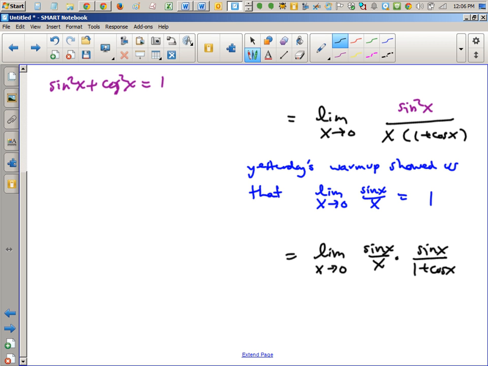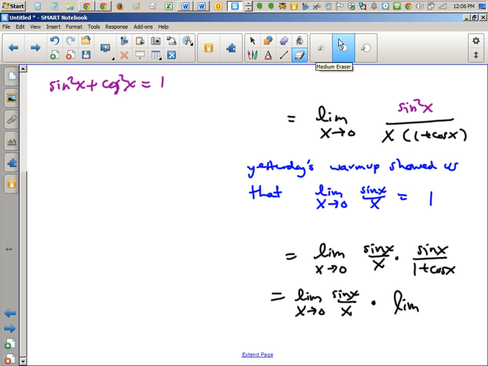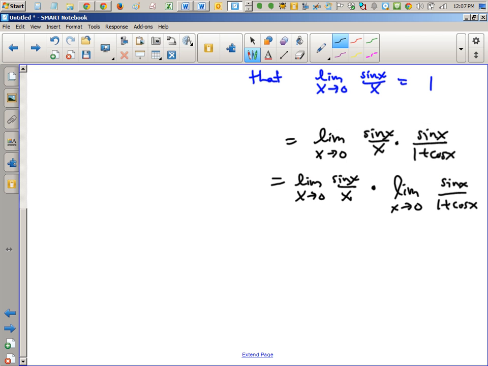And then one of the rules with limits, something you're allowed to do, is to actually break this into two simpler problems. The first one is this one. The second one is the limit of the second part. So a limit of a product is a product of limits. In other words, we can definitely use our fact from yesterday. So what did we say that this was again? 1. It's just straight off of memory. So from yesterday.